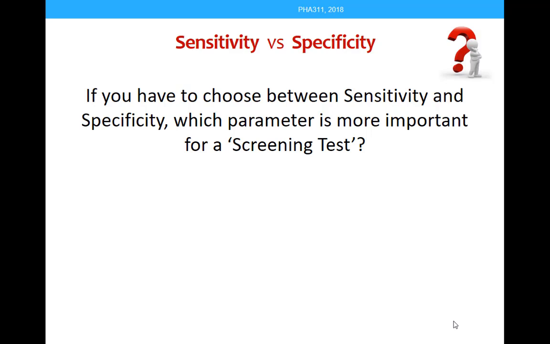But if you're doing a test which is more specific, you miss the patients with HIV, what will happen? After a few years, the HIV incidence in the community will go up, because you missed the patients. So for screening tests, you go for sensitivity. For confirmatory tests, you go for specificity, if you have to make that choice. Does that make sense?